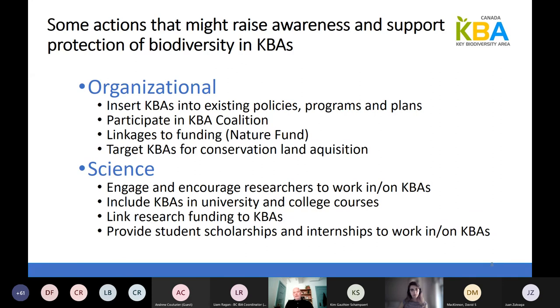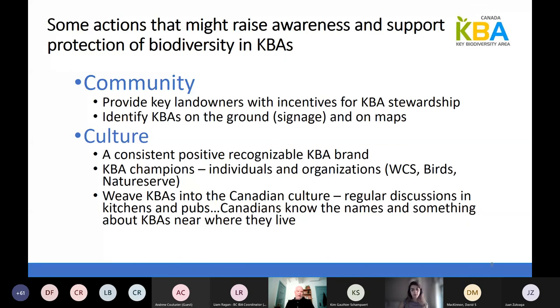I put together two slides with some examples of things we might do even before we complete the work on identifying and delineating the areas, to raise awareness and support the protection of biodiversity with KBAs. I'm staying away from the usual stakeholder list of groups and individuals, and thinking that a better approach would be to look at organizational level, science, community, and culture. You'll see that in these two slides. I won't go through them all in the interest of time, but I will go over a couple of them.